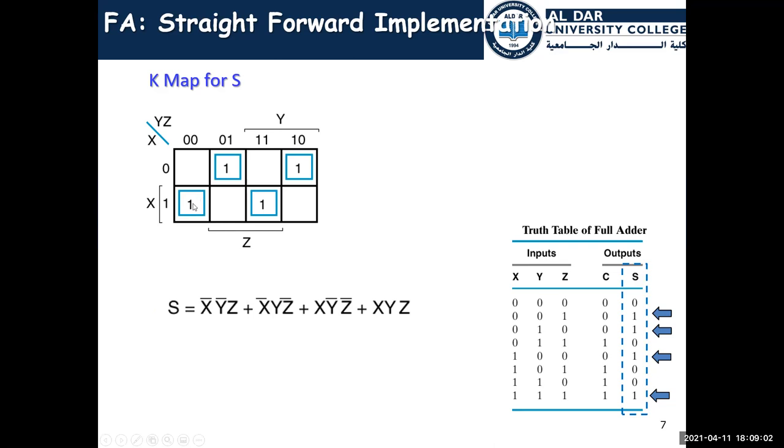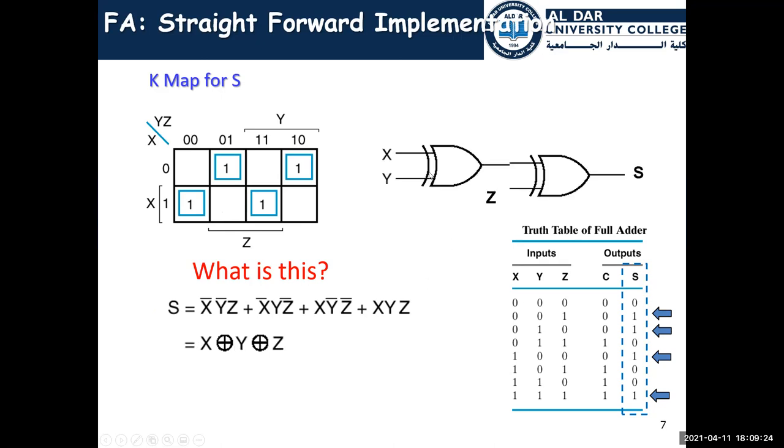But anyway, here we have ones. They are not neighbors, so we cannot simplify it. But it is simply the XOR between X, Y, and Z, because we know that they are not neighbors, as I told you before. This is X XOR Y XOR Z. We can implement it using a single XOR with three inputs or two XORs with two inputs.